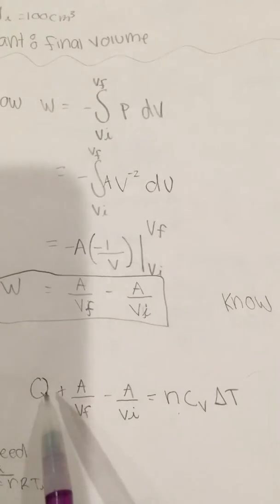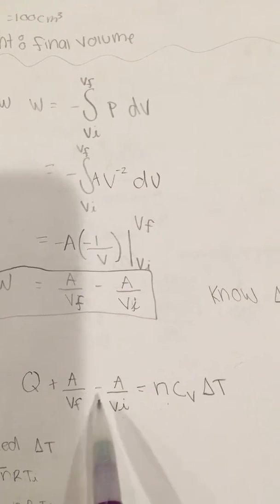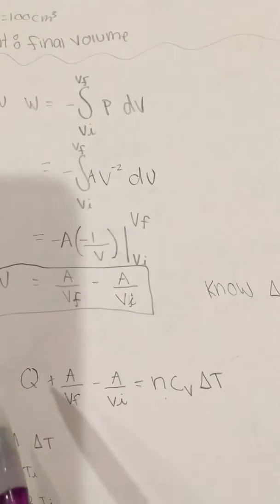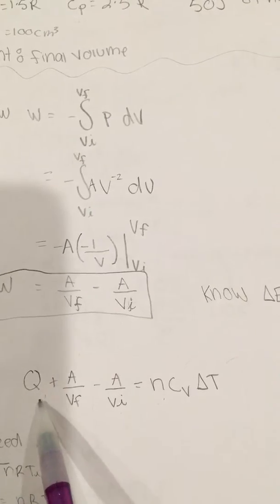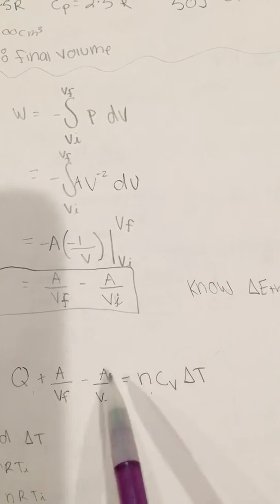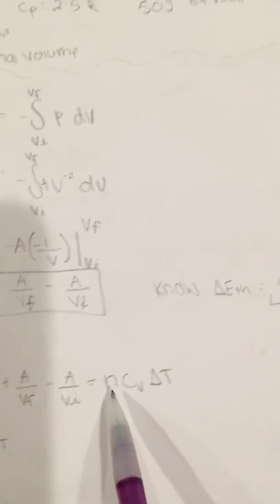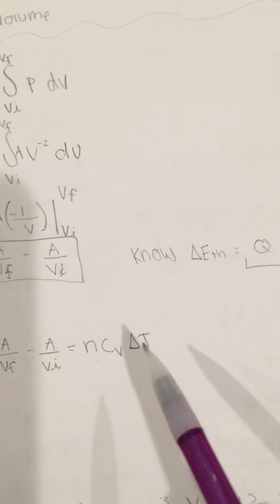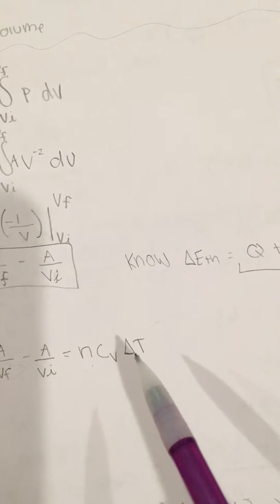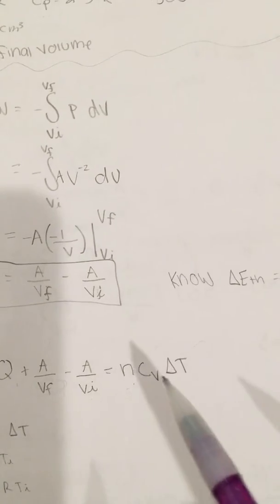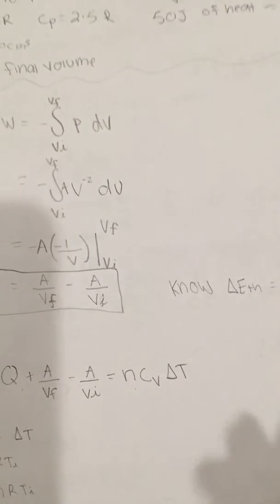Now if we go back here, we saw that we were going to use Q plus A over V final minus A over V initial equals nCv delta T. We had this, which was the 50 joules. We had A, it was given. This is our unknown. We're given V initial. We're given the number of moles, nCv, and we just found the final and initial temperatures in terms of V final. So we can go ahead and plug that in for delta T.